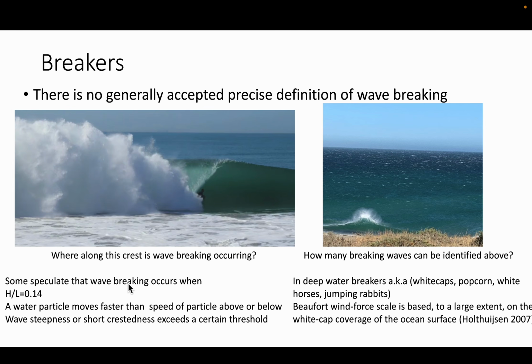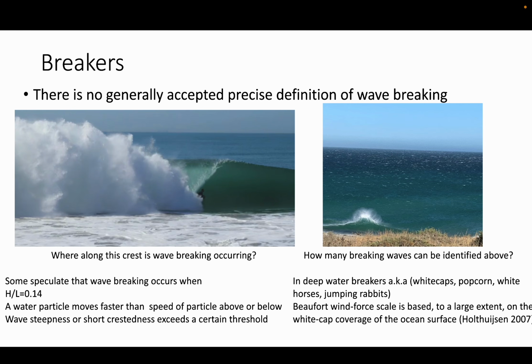Some speculate that wave breaking occurs when the height divided by wavelength equals 0.14. My favorite definition is when a particle moves faster than the speed of the particle above or below, therefore making a wave break. Wave steepness or short crestness exceeds a certain threshold. In deep water breakers, you can call them white caps, popcorn, white horses, jumping rabbits. The Beaufort wind force scale is based to a large extent on the white cap coverage of the ocean surface.